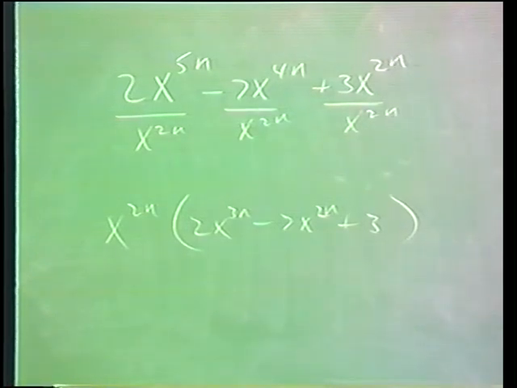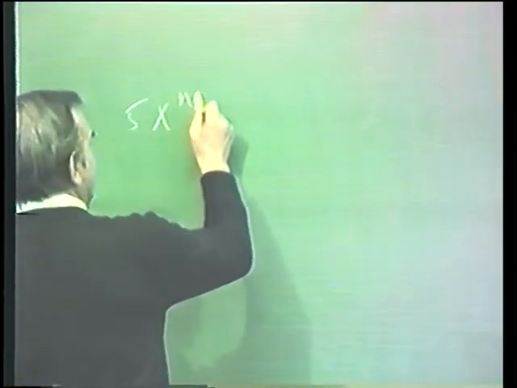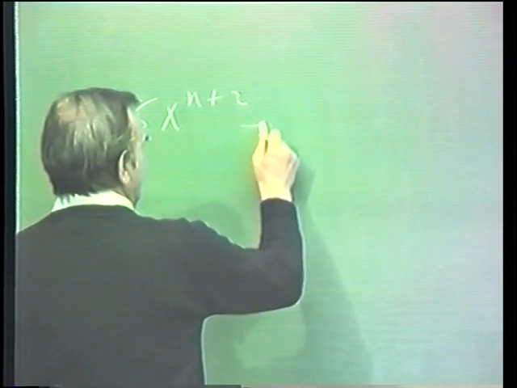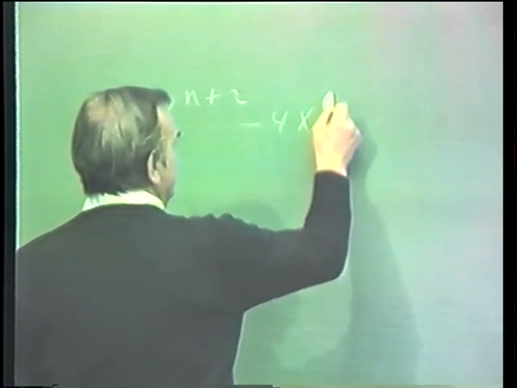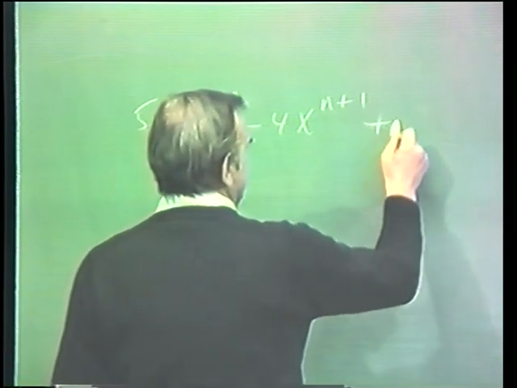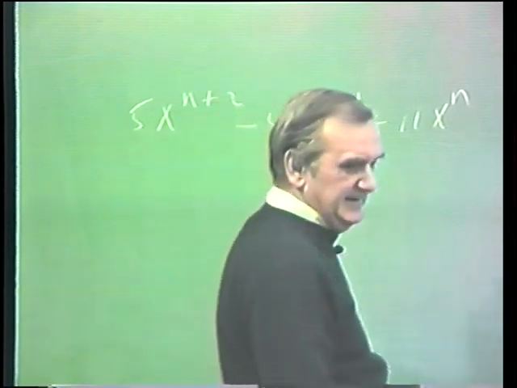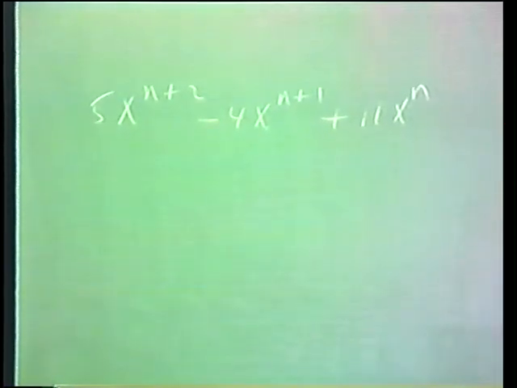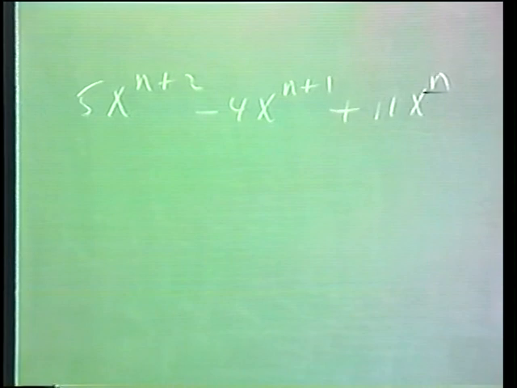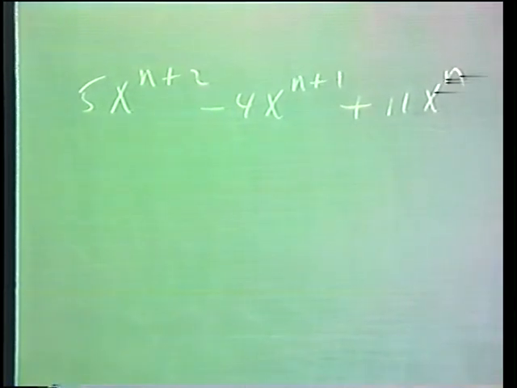Let's suppose we have 5x to the n plus 2 minus 4x to the n plus 1 plus 11x to the n. I'll repeat that. That's 5x to the n plus 2 power minus 4x to the n plus 1 power plus 11x to the n power.